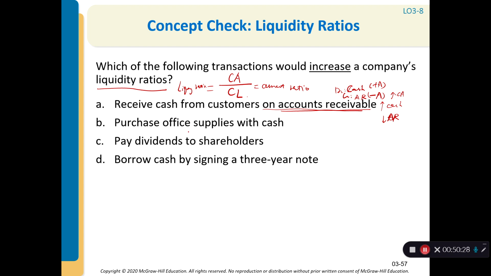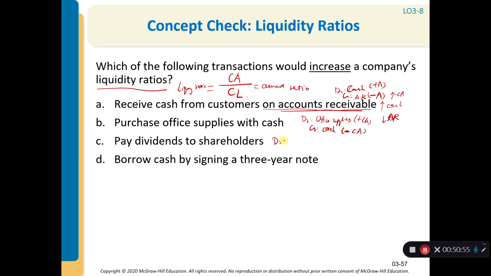And second, purchase office supplies with cash, almost the same thing, right? So you would debit office supplies, right? And credit cash. So same thing, you minus a current asset and you plus another current asset, so there will be no effect on this ratio. And C, pay dividend to the shareholder.